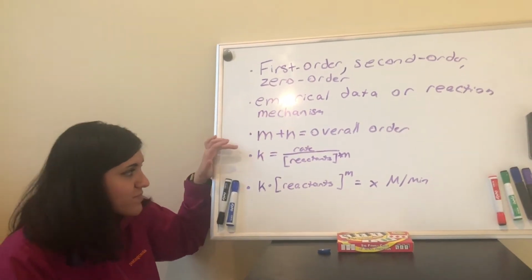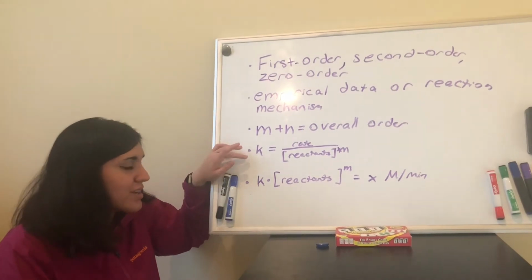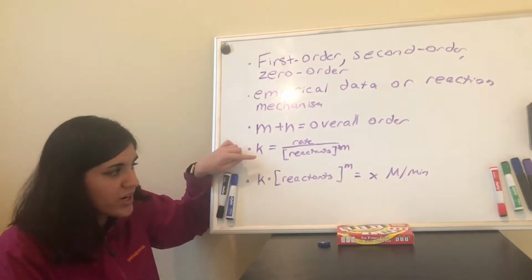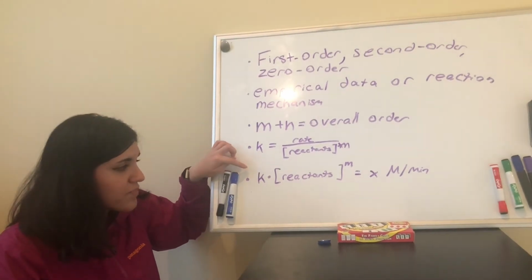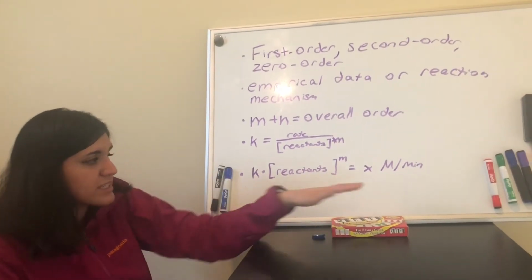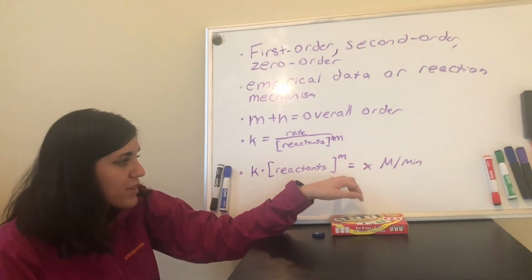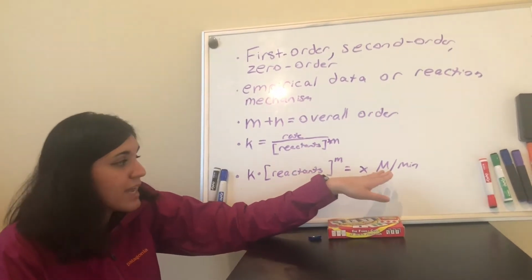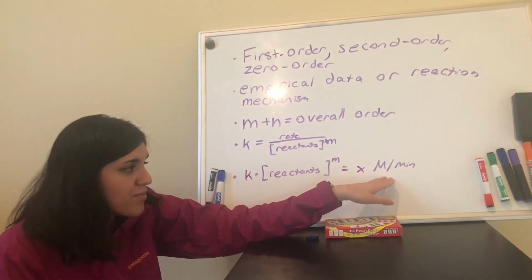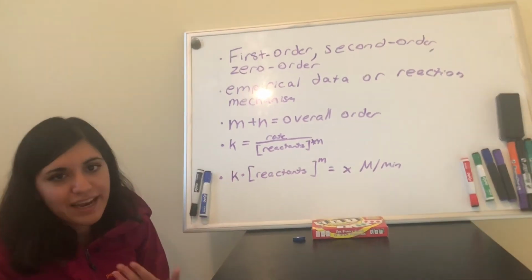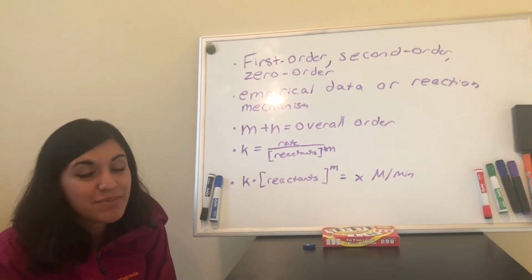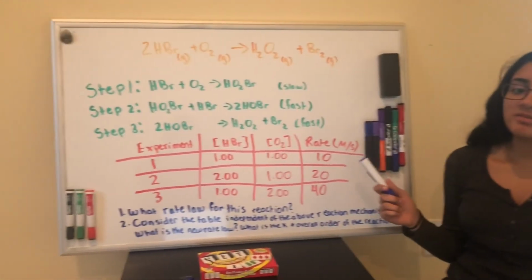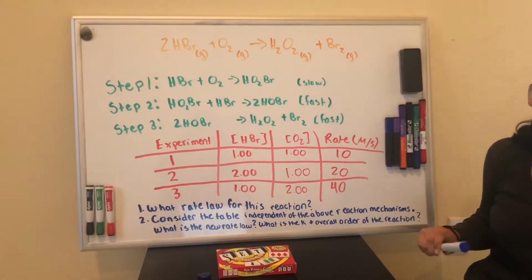So in the case of our earlier example, adding the exponent of A and the exponent of B would equal the overall order. Finally, to find k, or the rate constant, you have to divide the rate by the reactants raised to their respective orders, and you always have to make sure that ultimately k multiplied by the reactants to their powers will equal the rate, a unit of mol per minute, or any type of concentration over time.